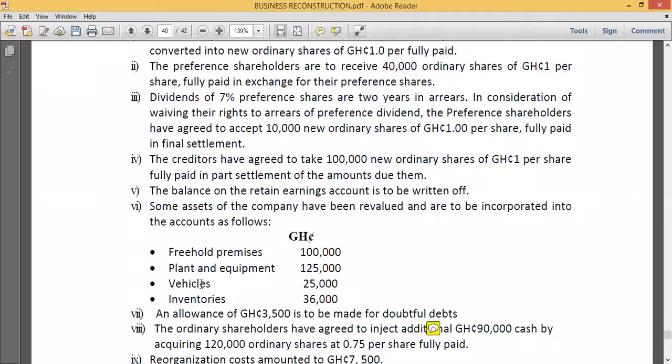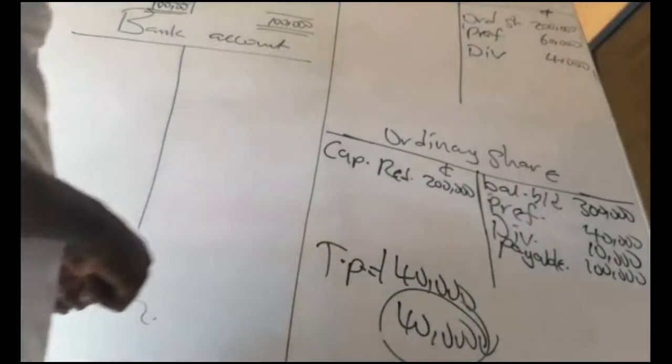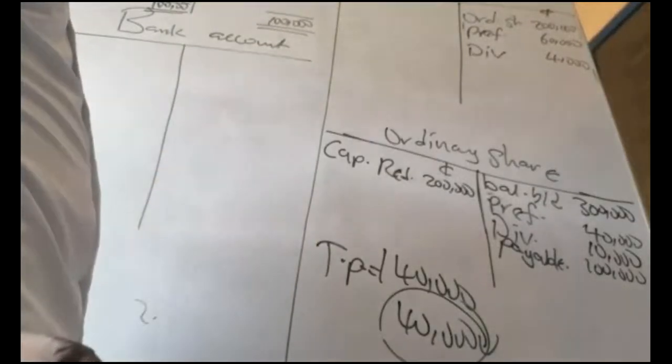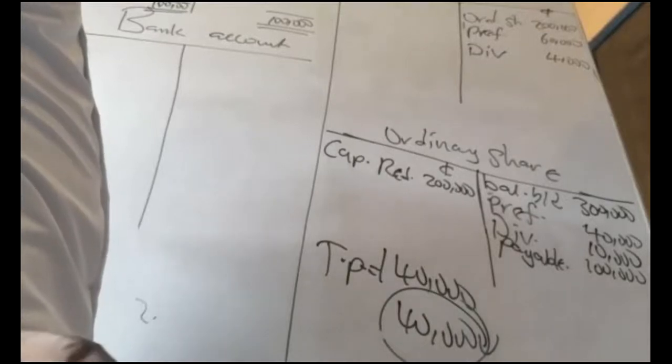The balance on the retained earnings, let's cut it off. You don't need to be told that the balance must be cut off. Now the balance on the retained earnings. What's the retained earnings figure?